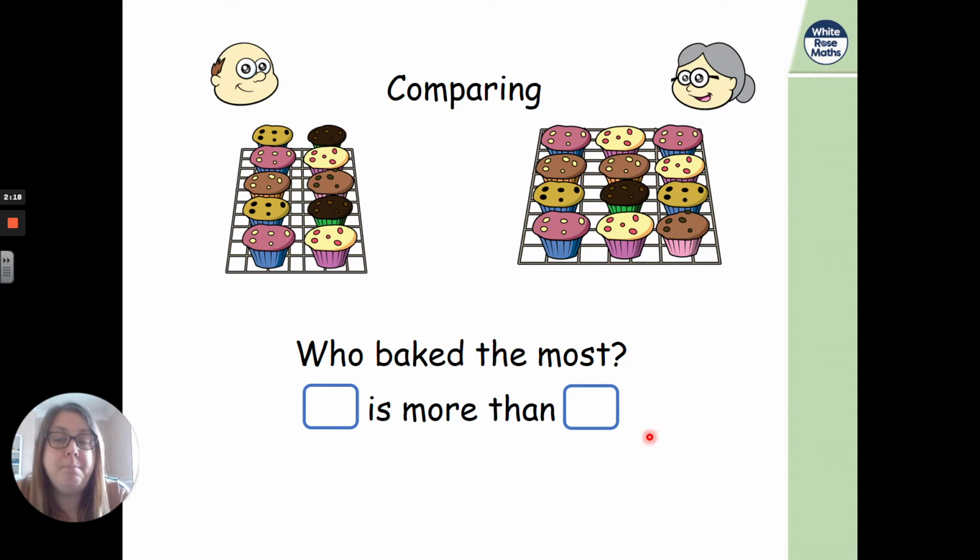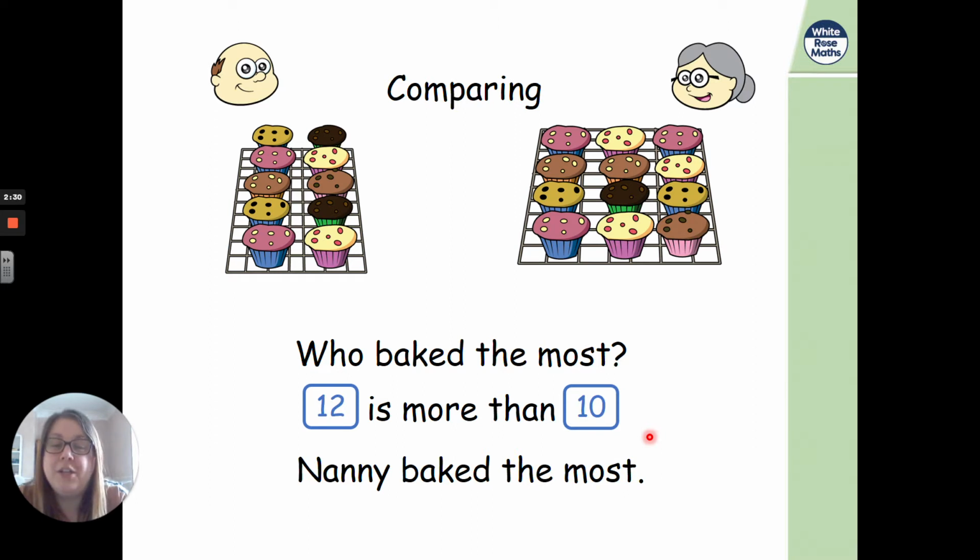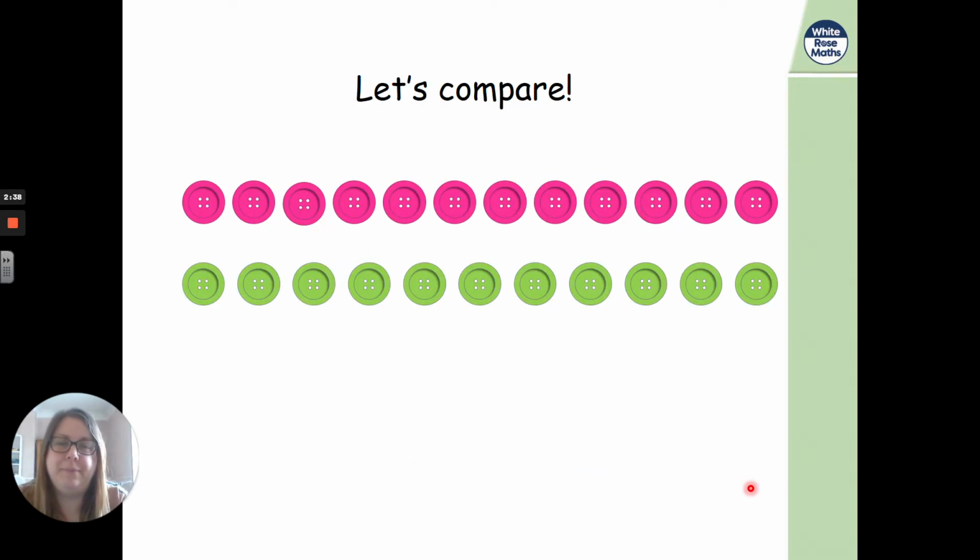Who has baked the most then? Pause the video and have a little bit of a think about that one. Of course, it's Grandma, isn't it? Grandma had baked the most because 12 is more than 10. Oh, they're calling her Nanny in this one. Nanny has baked the most. 12 is more than 10.